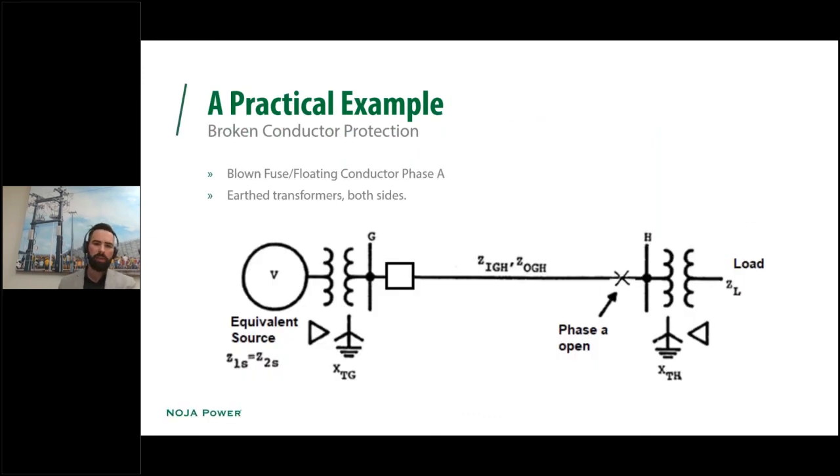So let's have a practical example, all right? This is an example where you've got an earth transformer on both sides and we've blown a fuse or there's a floating conductor on phase A. So there isn't a ground fault included.